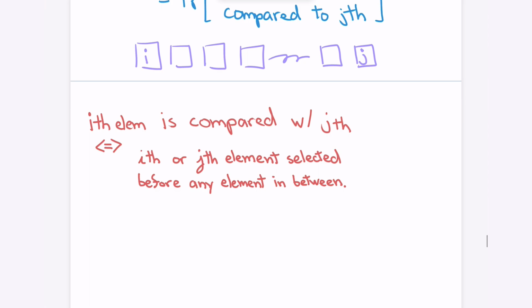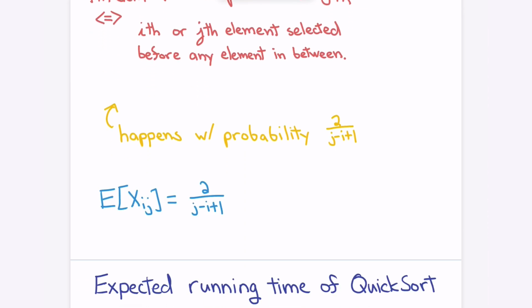So what is the probability that the i-th or j-th element is selected as the pivot before any of the elements in between, in the entire algorithm? The way we pick our pivot, it's uniformly random, right? So all these elements are equally likely to be picked as a pivot. No one's going to have a higher probability than anybody else. So it's all the same. This will happen with probability 2 over j minus i plus 1. That's just counting the number of elements, including the edges. Okay, good. So that's our expected value.